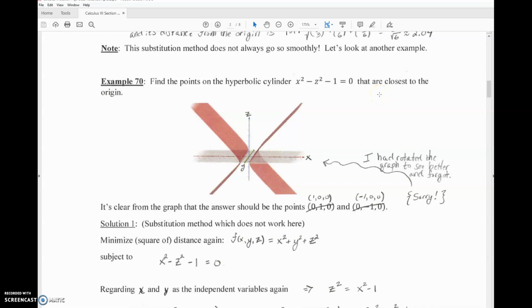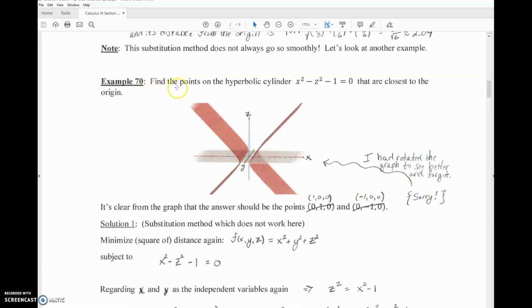We're about a third of the way down on page 75 and we're in section 14.8 on Lagrange multipliers. So we just did an example that showed a substitution method where we didn't need Lagrange multipliers to be able to find the minimum value of a function subject to a constraint. So now we're going to talk about an example where substitution doesn't work and introduce Lagrange multipliers.